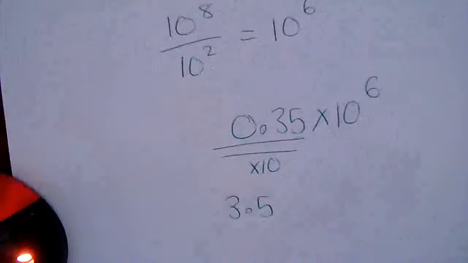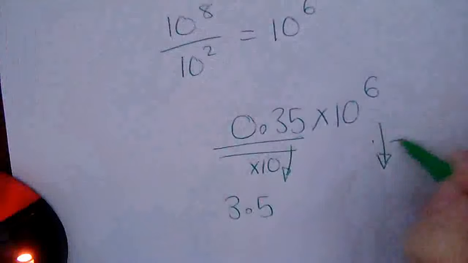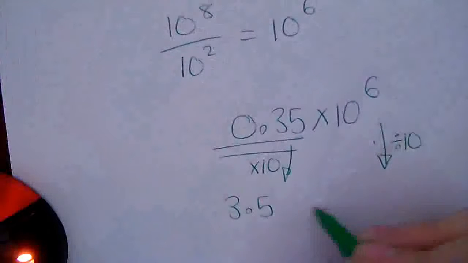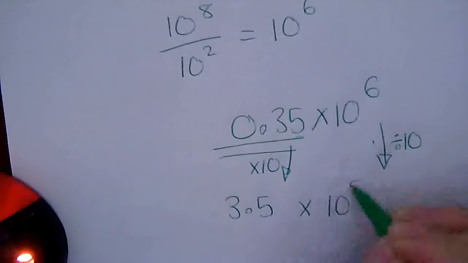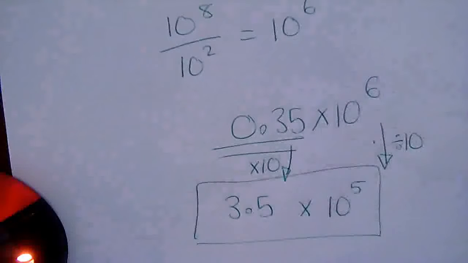Move it up. I'm going to have to times the first part by 10 to make it 3.5, so that's changing that part. Therefore, to keep it in proportion, I'm going to have to divide that part by 10 to make it 10 to the power of 5. That's your final answer, 3.5 times 10 to the power of 5.